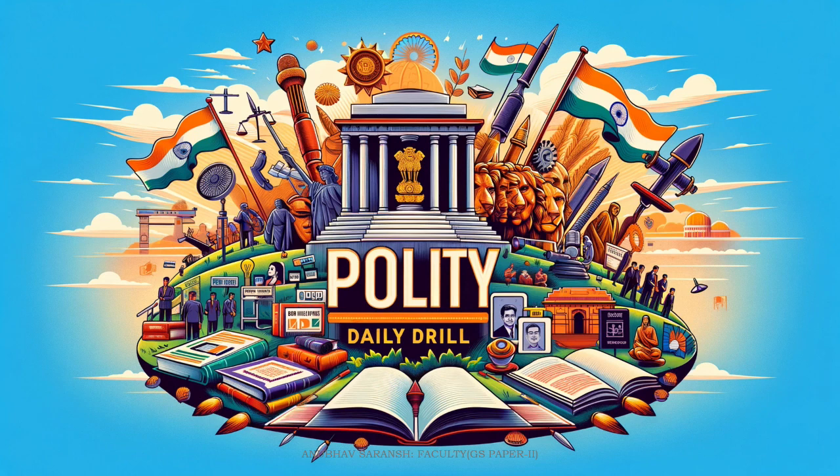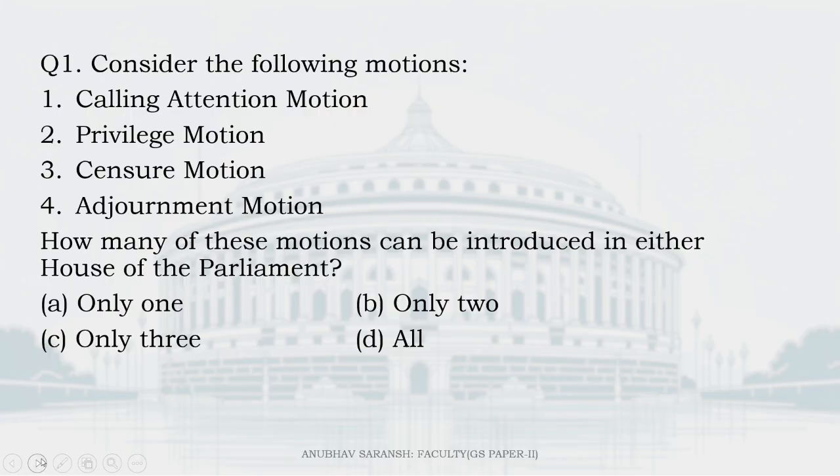The time is 8:30. Let's begin our discussion. First question. Consider the following motions: calling attention motion, privilege motion, censure motion, and adjournment motion. How many of these motions can be introduced in either house of the parliament?